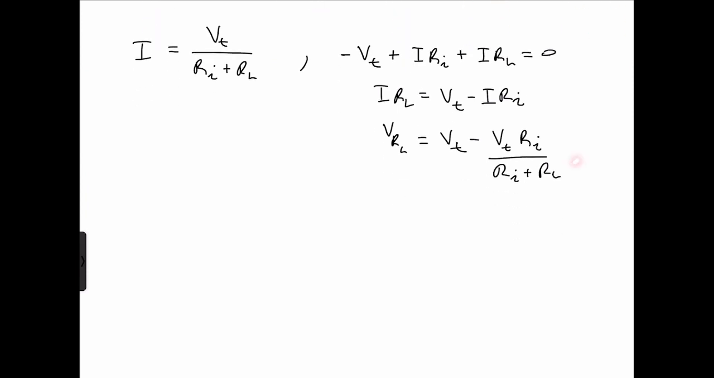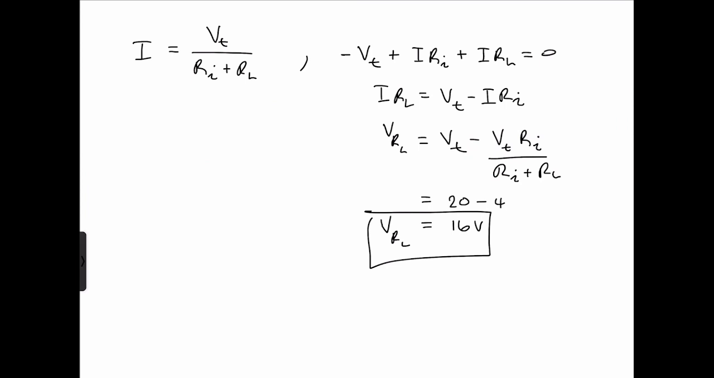This is the voltage across Ri, and Vt is 20 volts. You plug in the terminal voltage, the internal resistance, and the load resistance. That equals 4. And we see that the voltage across RL is equal to 16 volts.